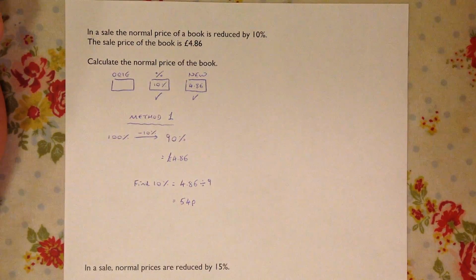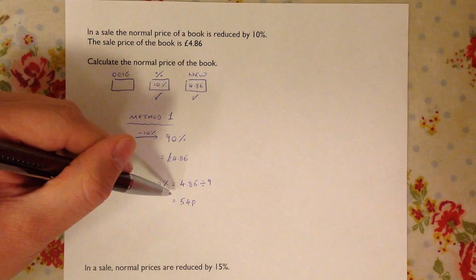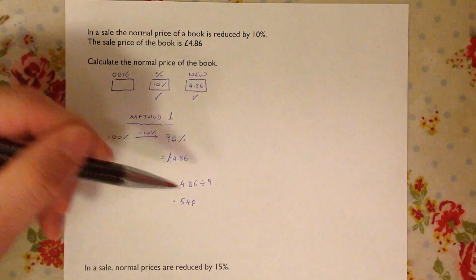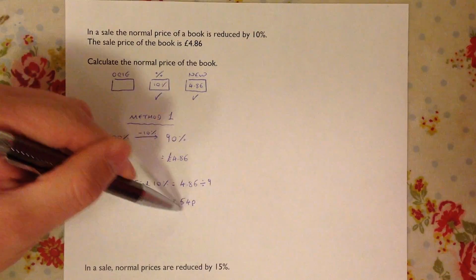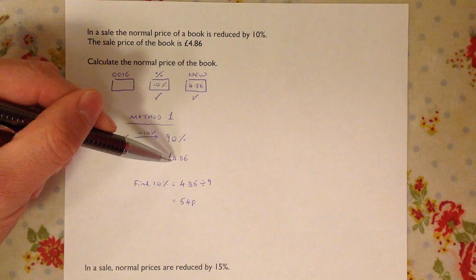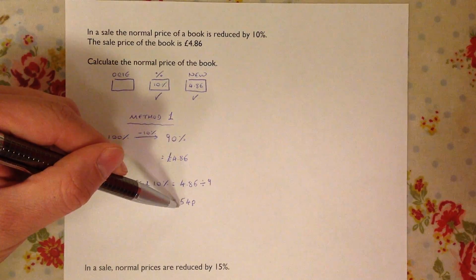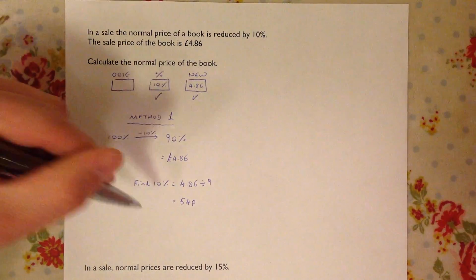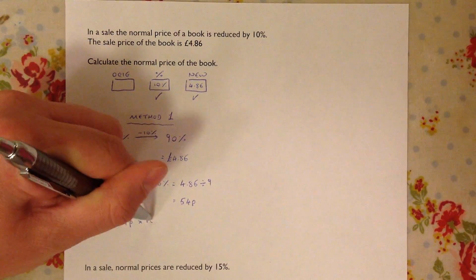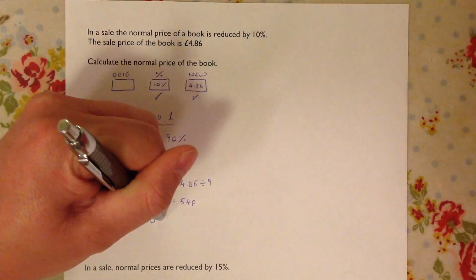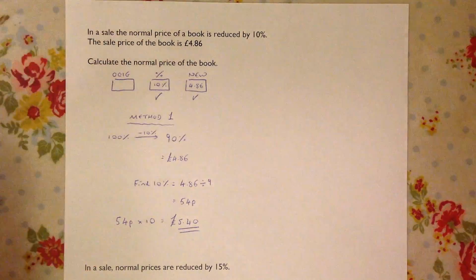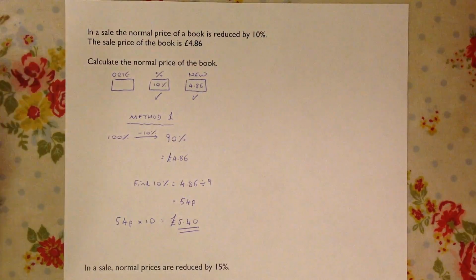So we now have a figure for 10%, and we can use this figure to get back to 100%, or the cost of the book originally. Two ways to do this. We could take our 10% and add it on to our 90%, and that would give us 100%. Or we can do 10 lots of our 10%, which would give us our 100%. So we're going to do 54p, which is 10%, times by 10 to give us 100%, and that's going to tell us that the cost of the book originally was £5.40, and there's the final answer.